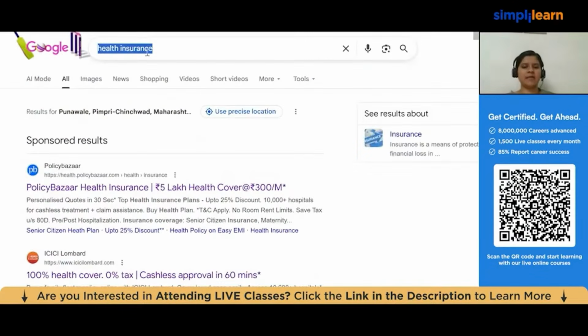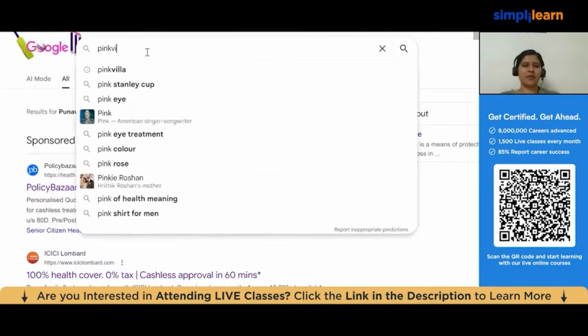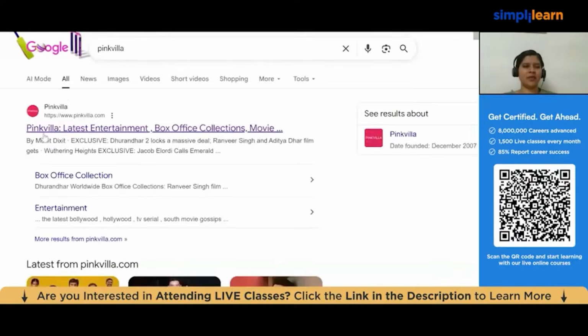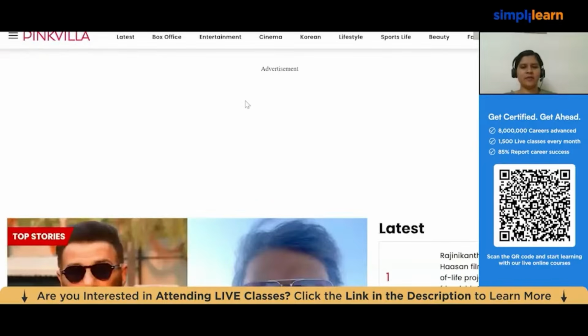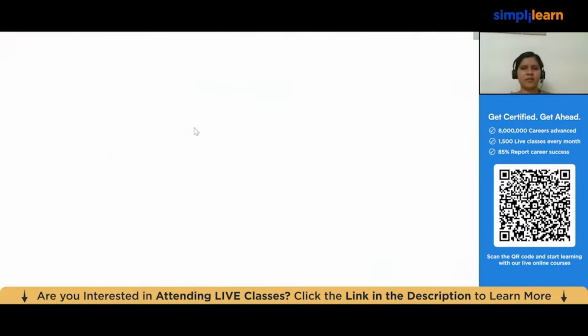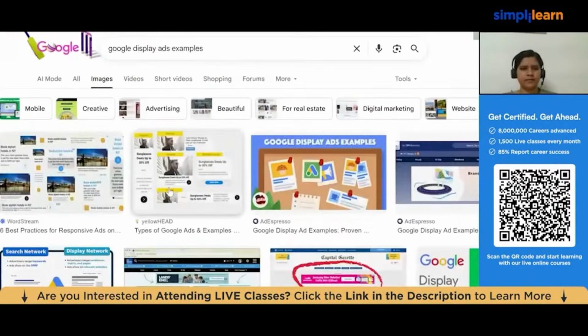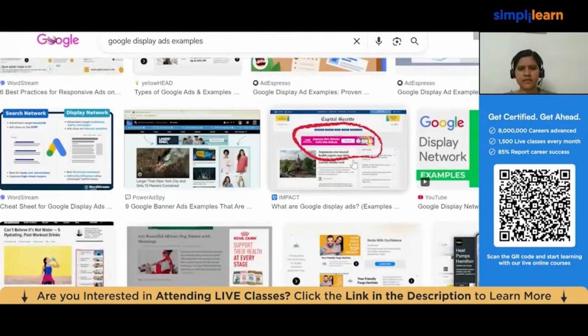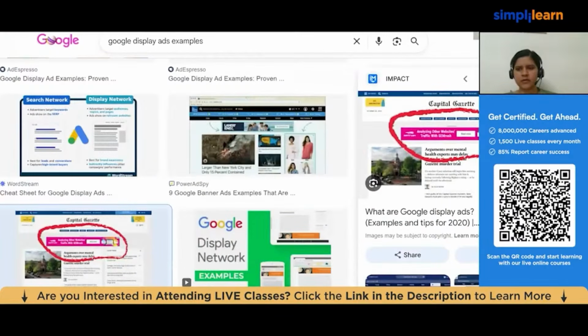Then you have display ads. Last time I couldn't show you display ads, they weren't loading. This time also, if it doesn't load, I'll show it to you with the help of some templates. Okay, see this. You'll understand this in a better way.